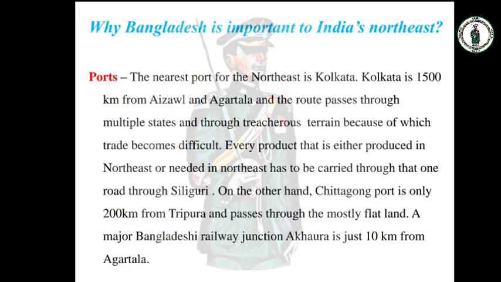Now every product that is produced in northeast or needed in northeast has to be carried through one road, that is through Siliguri corridor. Whereas on the other side, the Chittagong port of Bangladesh is only 200 km from Tripura, and it mostly passes through flat land. And also a major Bangladeshi railway junction, Akhaura, is just 10 km from Agartala. So getting access through Bangladesh will save our time and labor.